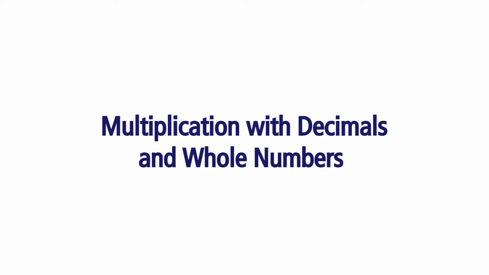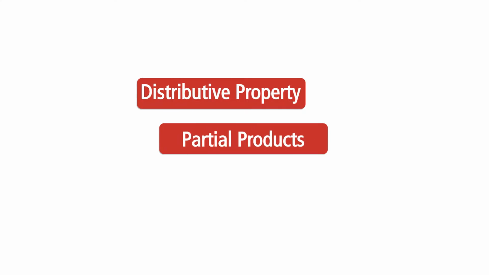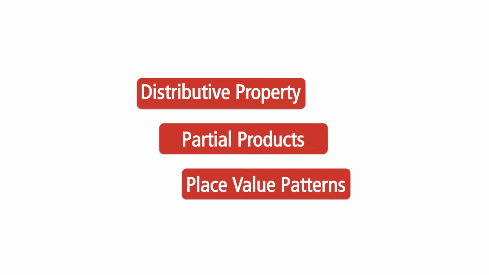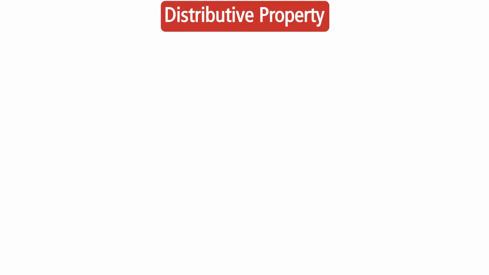Multiplication with decimals and whole numbers. We are going to be using three different methods: distributive property, partial products, and place value patterns. Let's start with the distributive property.